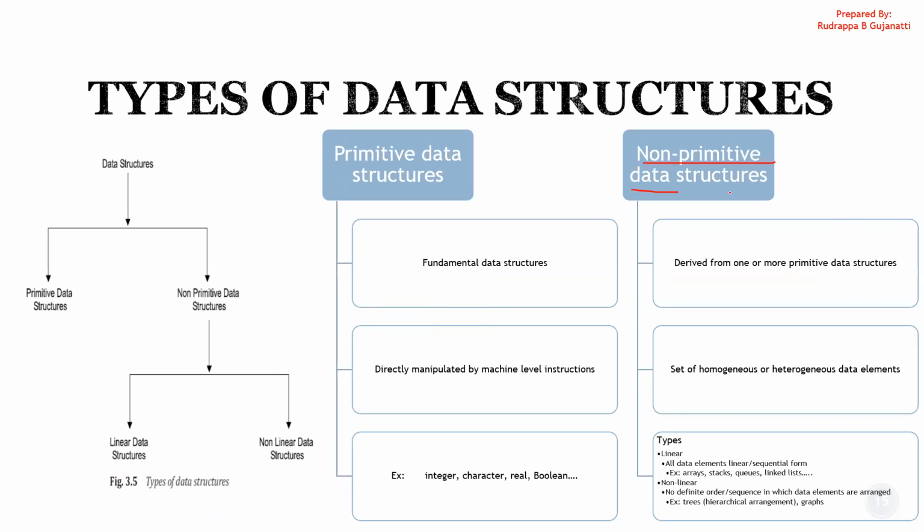So non-primitive data types are derived from the primitive data types or data structures. Non-primitive data structures are derived from the primitive data structures or the fundamental data structures. Then apart from that, in non-primitive data structures, we can have homogeneous data elements or heterogeneous data elements. And a few of the examples to name are, again, linear data structures and non-linear data structures. In linear data structures, all the data elements are in linear or sequential form. They have list form. So examples are arrays, stacks, queues, linked lists. So these are linear in their nature.